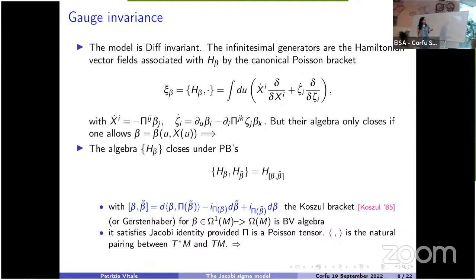So this bracket here satisfies the Jacobi identity if pi is a Poisson tensor. This pairing here is a natural pairing which we have already used between the tangent and the cotangent. So this is all known. I am only reviewing it.